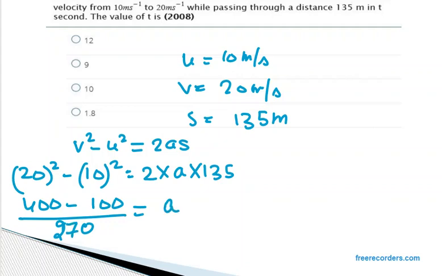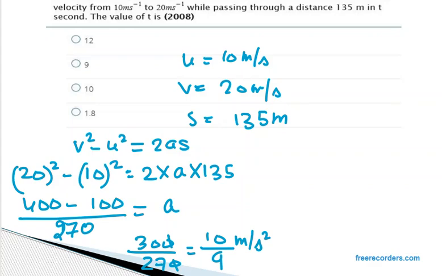So now the value for this will be 300 over 270. So it is equal to actually 10 over 9 meter per second square. Now we need to find the time taken.